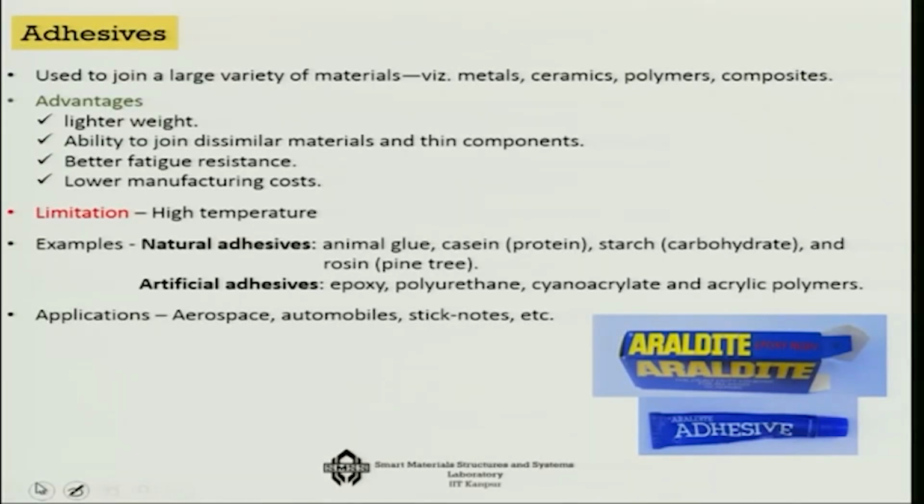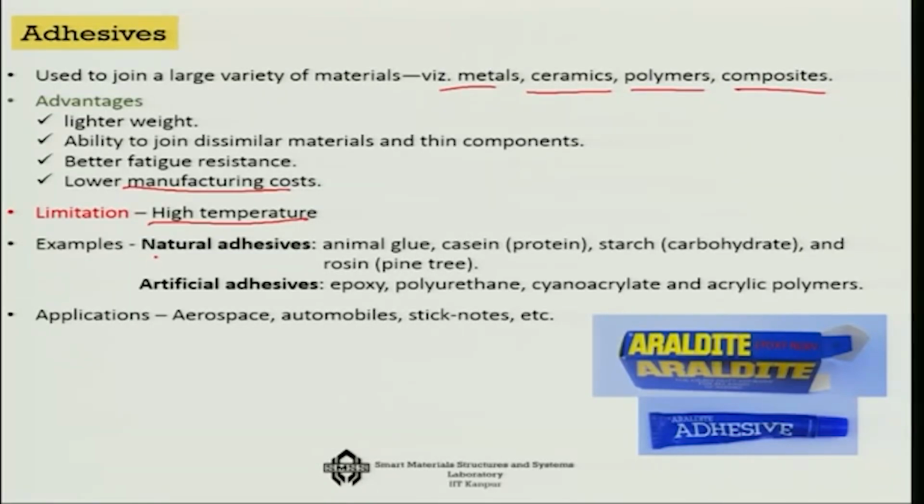They are used to join a large variety of materials like metals, ceramics, polymers, composites, etc. And the advantage is that they are lighter in weight, they have the ability to join dissimilar materials, they have better fatigue resistance, and they have lower manufacturing costs. But the limitation is many times in terms of high temperature or in terms of impact resistance. So these are some of the problems with the polymeric adhesives.